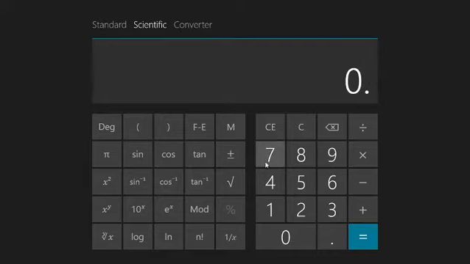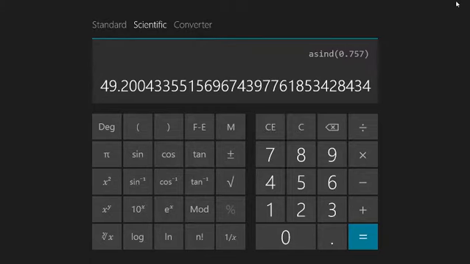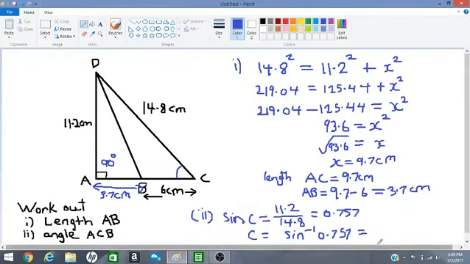0.757, sine inverse, 49.2 degrees to 1 decimal place. The answer is 49.2 degrees. So this is our required angle of ACB. So therefore this angle here is 49.2 degrees. And that is our answer. So thanks for watching and all the best to you.